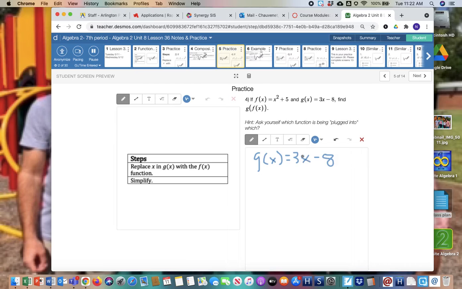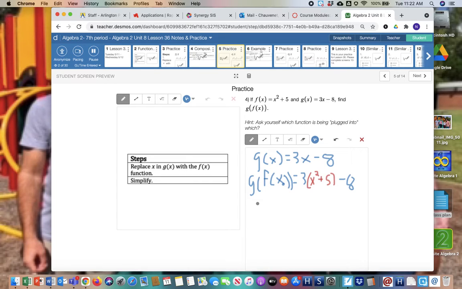And now I'm going to replace the x with the f of x equation, because that's what's on the inside here. So this is now going to read g of f of x, and that's going to equal 3, and now I'm going to use a different color for emphasis. Instead of the x, I'm replacing it with the f of x equation, which is x squared plus 5. So I write that in, and now I need to still keep everything else. So notice the 3 is still there, the minus 8 is still there.